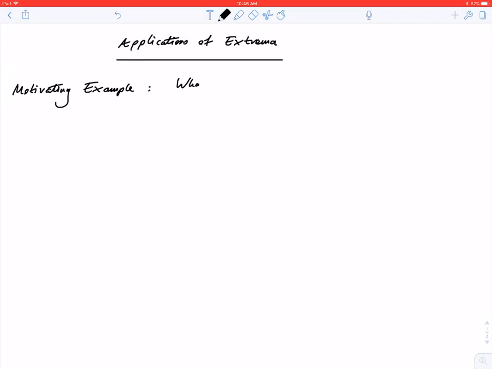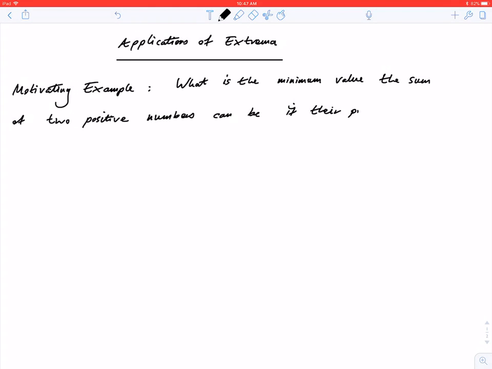What is the minimum value the sum of two positive numbers can be if their product is 100? Great question. Okay, so it's kind of a pure maths question in a sense, but we'll see that this type of problem turns up all the time in actual practical applications.